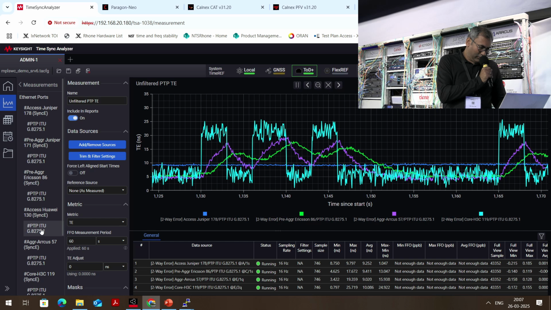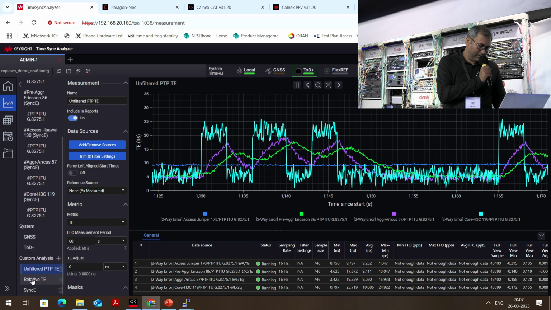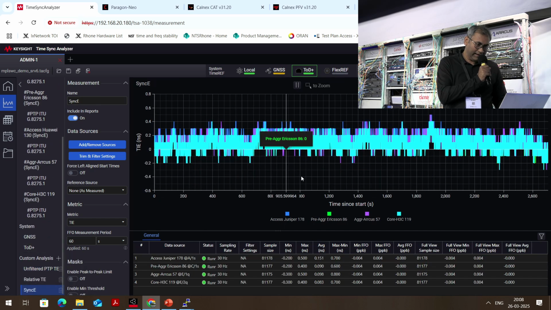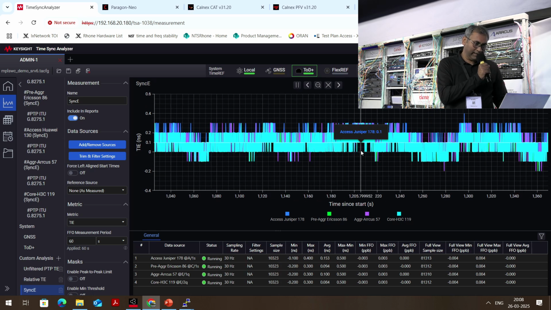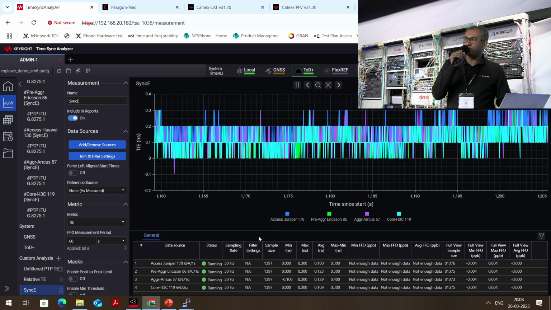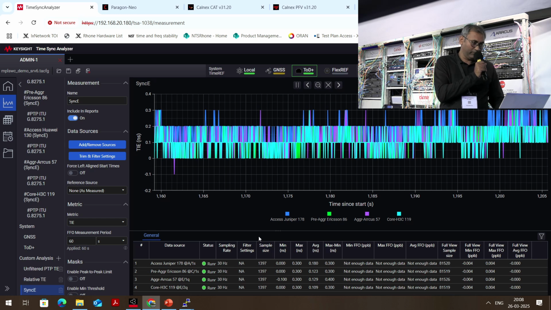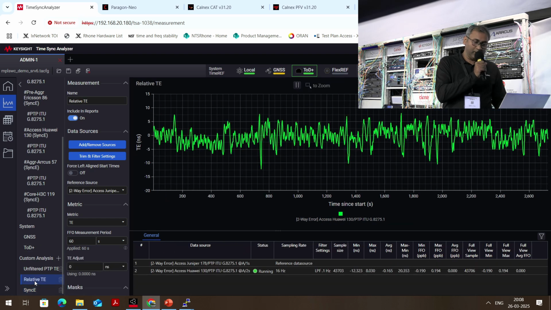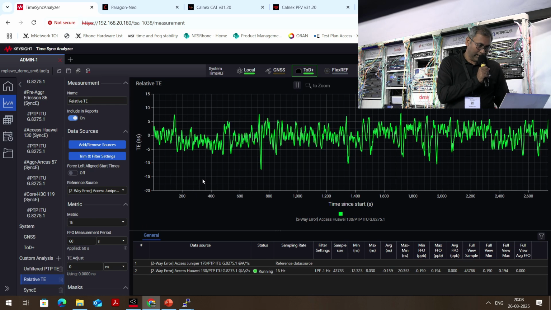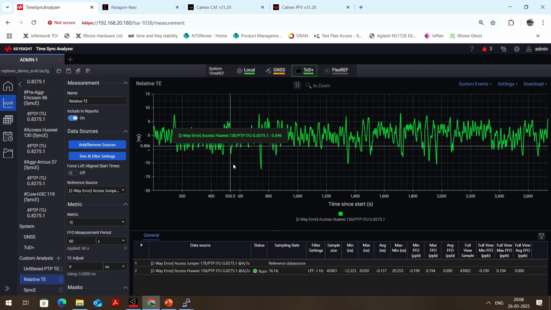And then let's take a look at the same thing on the SyncE side. Here also, if you zoom in, you will realize that the peak to peak is not even 1 nanosecond. And SyncE is one of the reasons for this very good PTP time error performance. And lastly, I want to show you the relative time error between 2 access routers, which is again within, I would say, plus minus 10 nanoseconds most of the time.